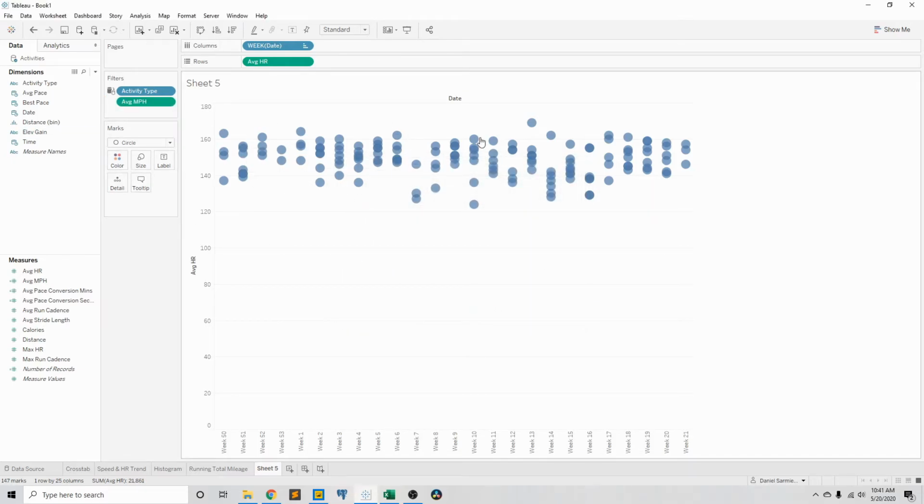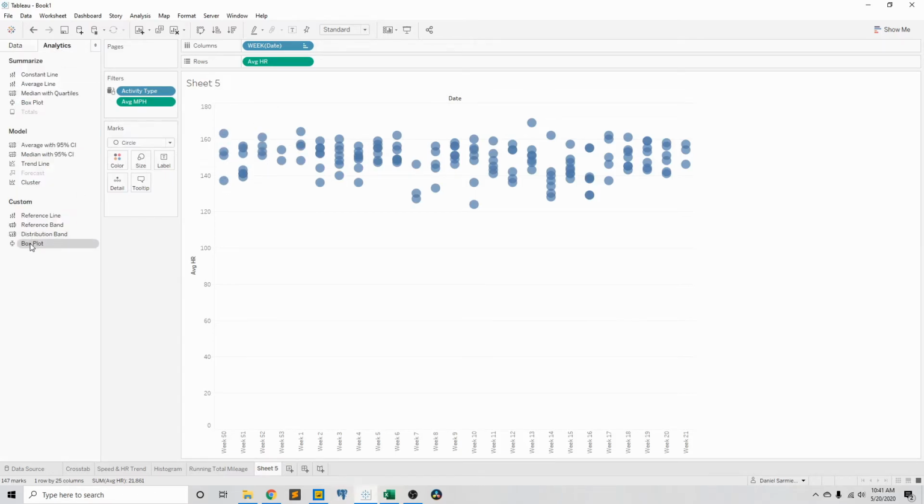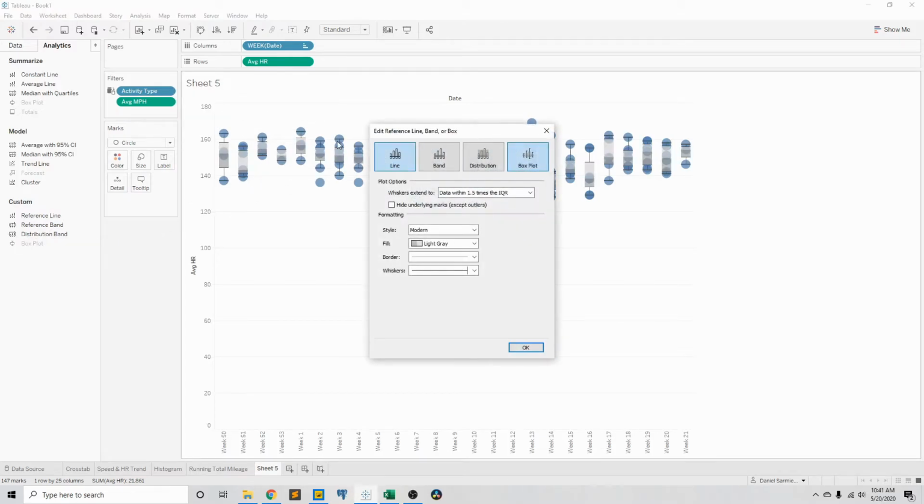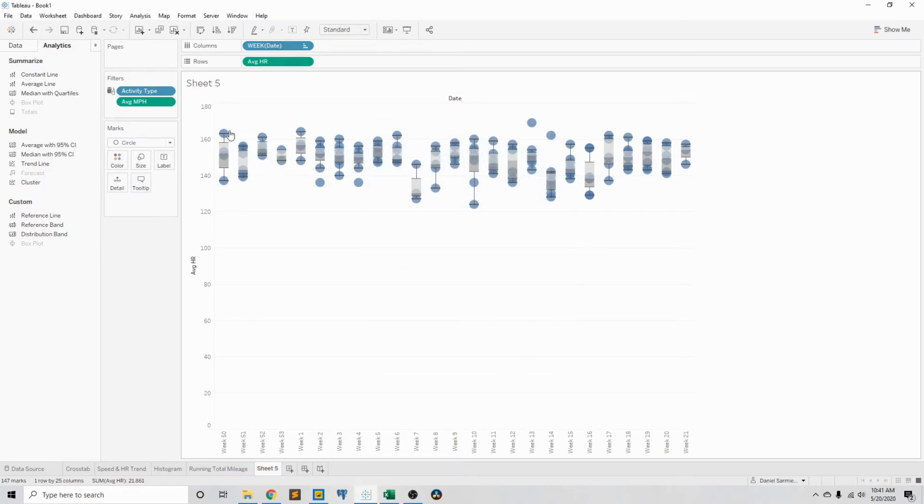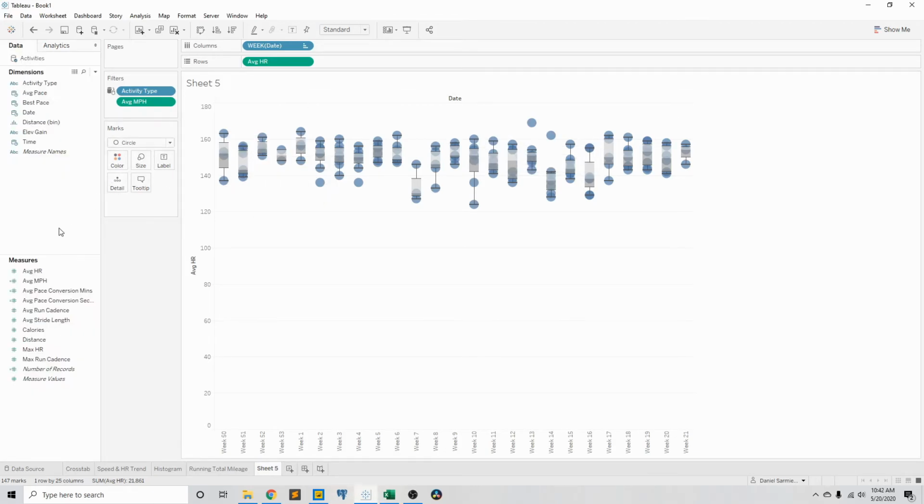And for my running, here's the heart rate distribution. I'm going to change this. I'm going to add in a box plot analysis. And let's make it tiny. No, we'll leave it light gray. That's fine. So we're looking at the value distribution week by week of my heart rate.